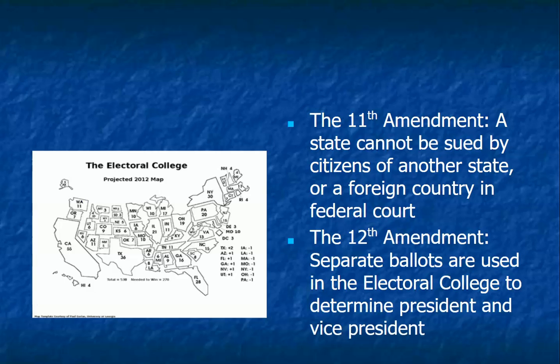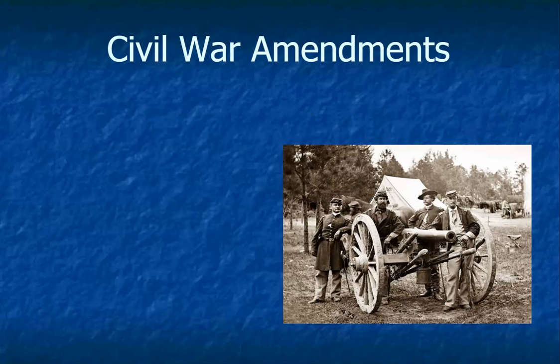The 12th Amendment states that separate ballots are used in the Electoral College to determine the president and vice president. This goes back to the election of 1800, where Thomas Jefferson, who was the presidential candidate for the Democratic Republicans, and Aaron Burr, who was the vice presidential candidate for the Democratic Republicans, kept getting tie votes in the Electoral College. So they had to go to the House of Representatives to decide who was going to become president, even though they're both members of the same party, and it was obvious that Jefferson was meant to be president. So they changed the system so that separate ballots are used for the president and vice president.